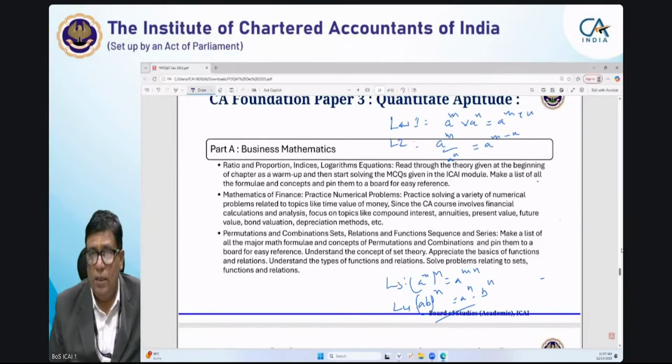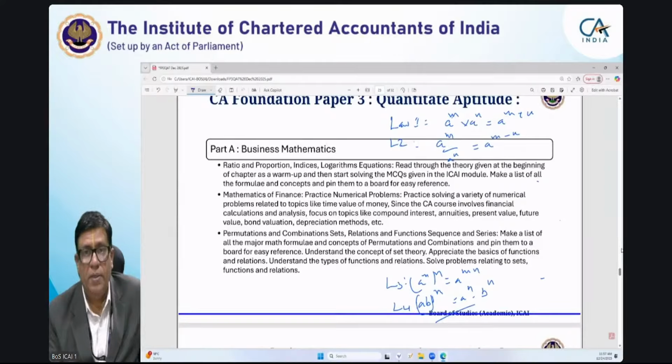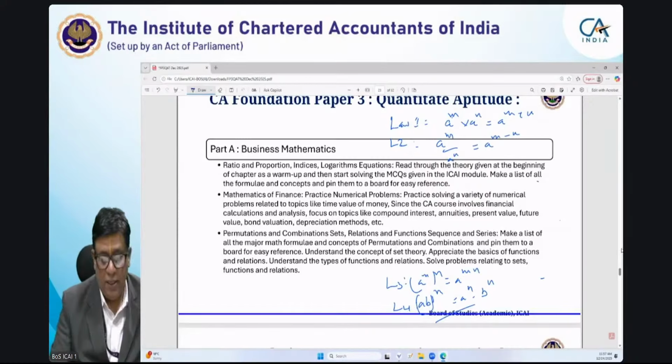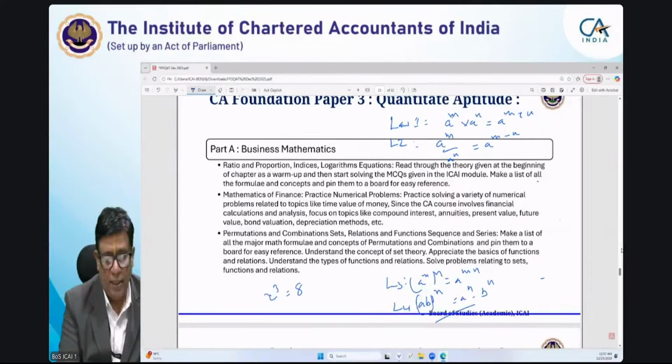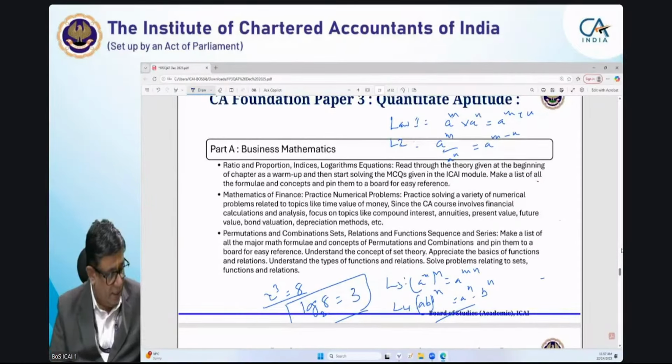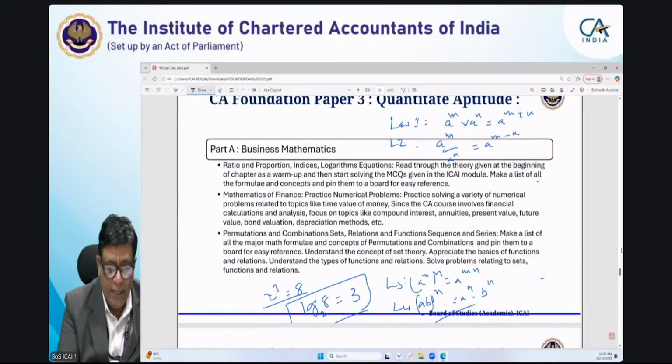In the last examination, there was one question like this. Suppose you want to understand the question. Suppose 2 cubed can be written as 8, 2 cubed equals 8. In logarithmic form, log 8 to the base 2 equals 3. This is the definition of the logarithm. Based on that, 2 cubed equals 8, so log 8 base 2 equals 3.